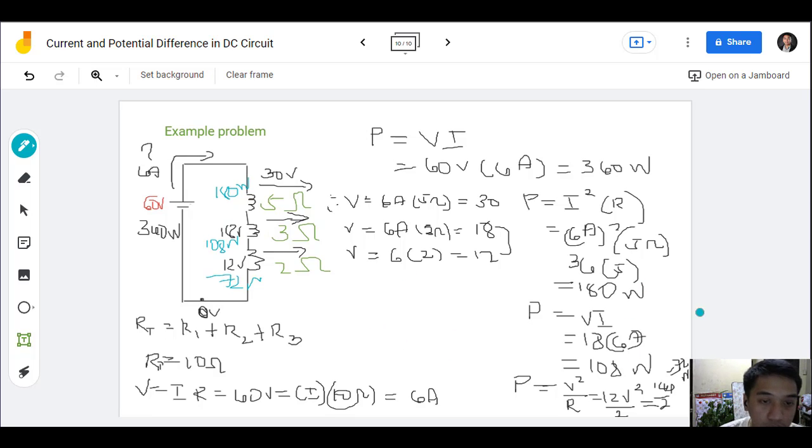Now, i-add natin, di ba? So, 180 plus 108 plus 72, that would be equivalent to 360 watts. So, same with Kirchhoff's law. So, 360 minus 360, pag sinubtract natin, will be equal to 0 wattage. Ayan. So, yun lang siya, no? Okay.